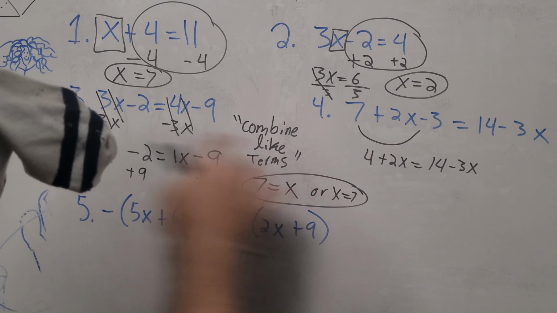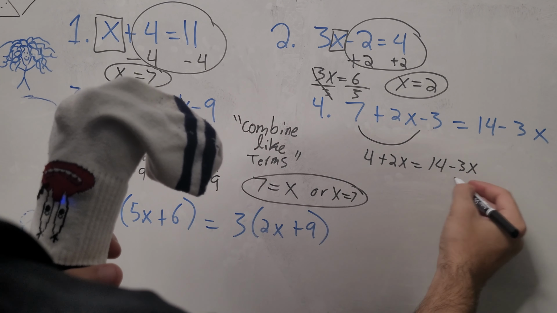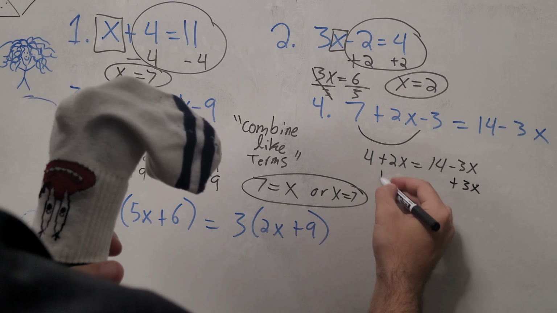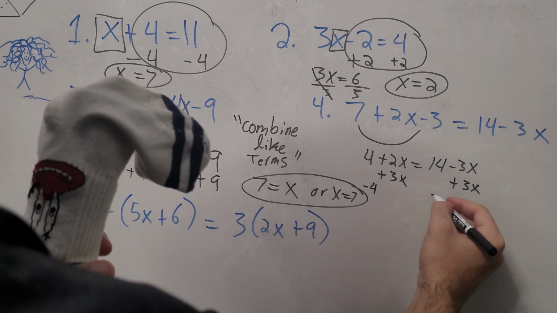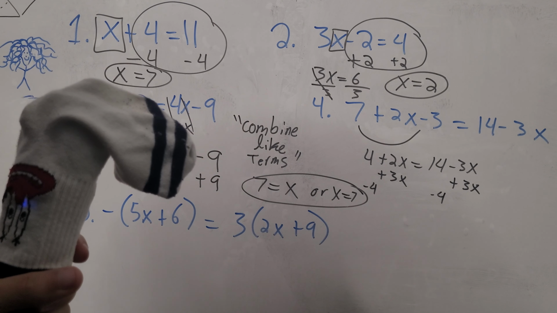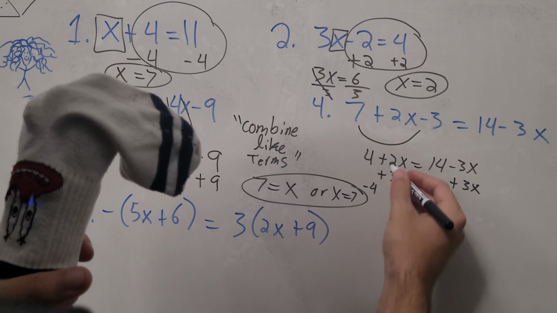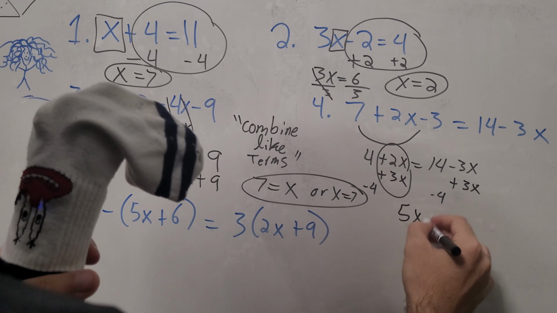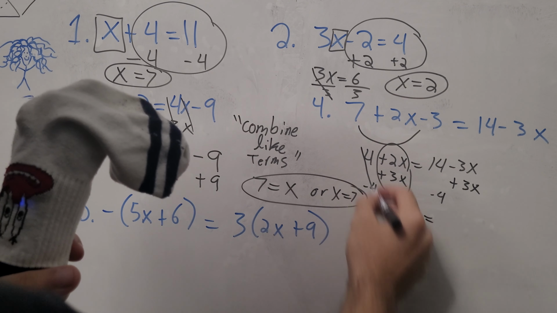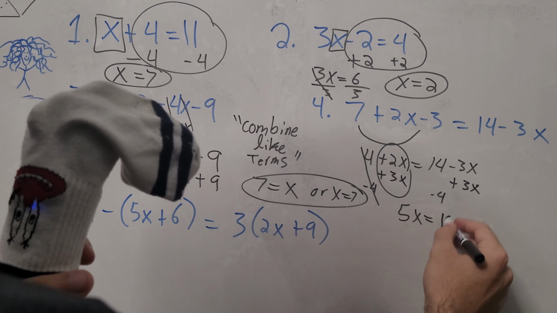Now, this looks a lot like question number 3. Let's combine like terms on both sides. I'm going to add 3x to both sides, and then I will subtract 4 on both sides. Okay, so I'm doing the 2 steps in one. We're going to have, let's focus on the x values first, 5x, and then the 4's cancel, right? We have 4 minus 4. Now what about 14 minus 4? That's going to leave us with 10.